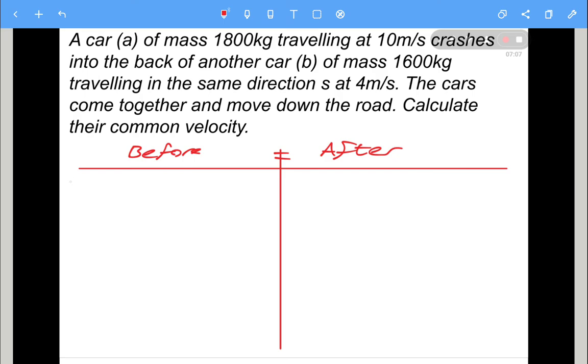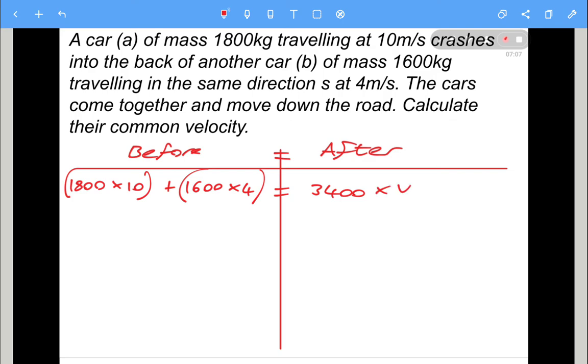So car A, we've got mass of 1,800 kilograms, and it was moving at 10 meters per second, plus the momentum of the other car, which has a mass of 1,600 kilograms moving in the same direction at 4 meters per second. And then they come together, so the masses will combine to 3,400 kilos times v.